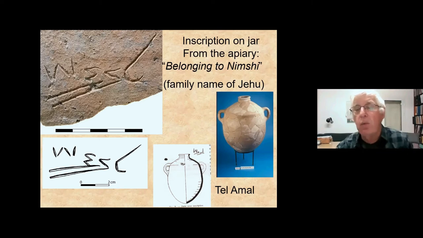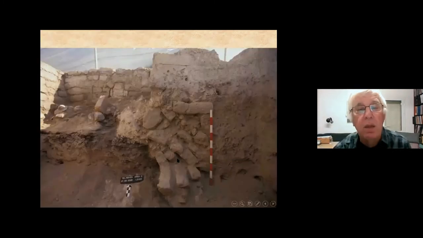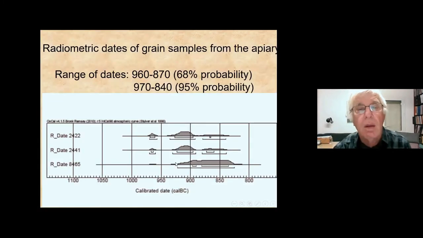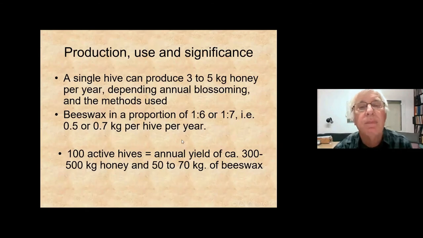All these are things that we did not know until this excavation. So now the question is, why did they build this apiary in the middle of the city, and what was the purpose? Okay, I'll skip a little bit. Here are some data about beekeeping and the use and production of honey.